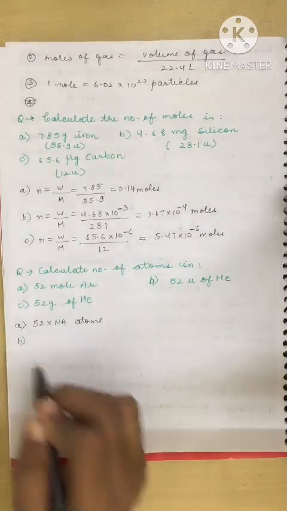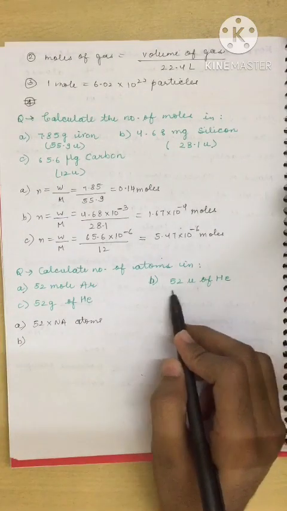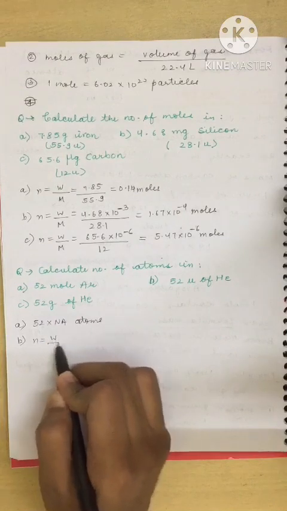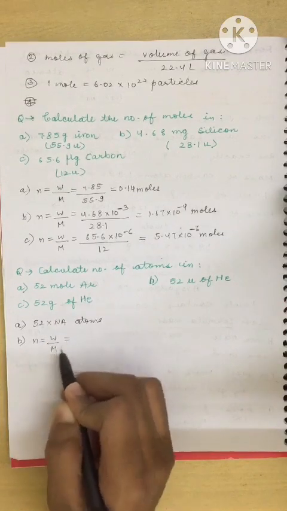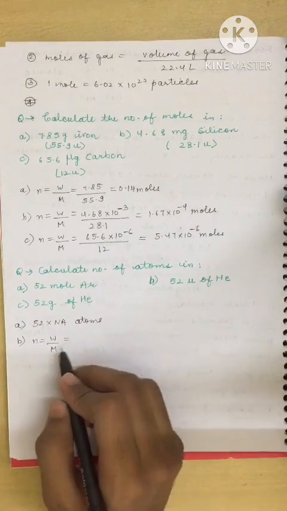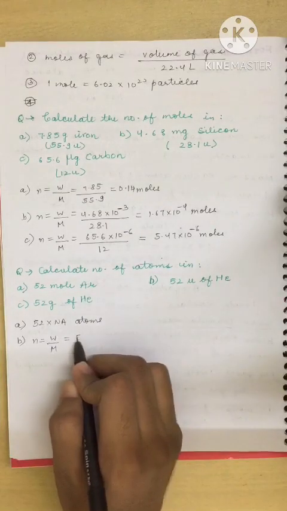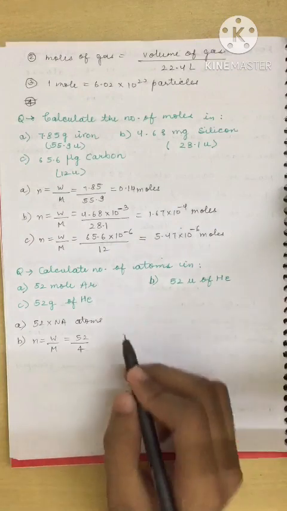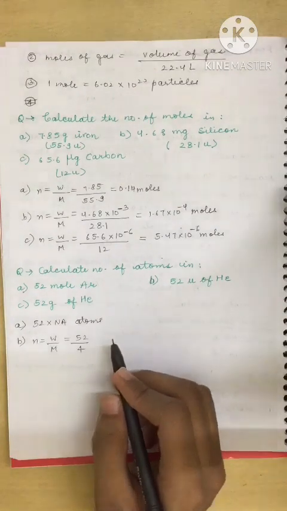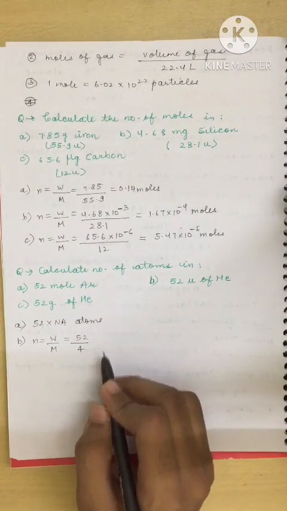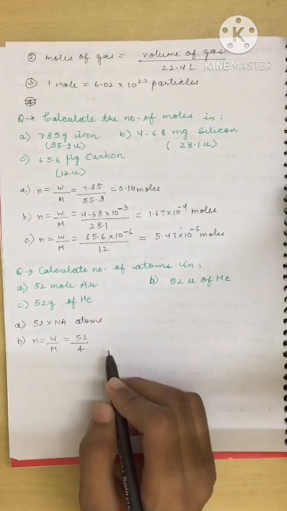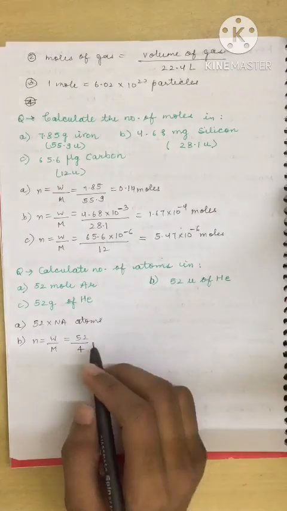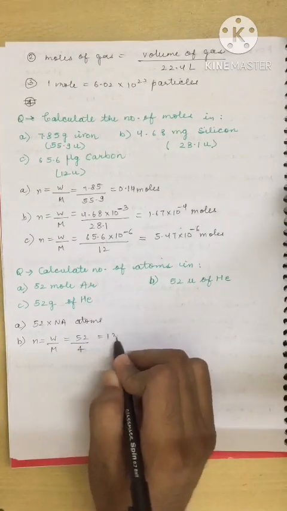Second is 52 units, or sorry, 52 mass, that is 52 u of helium. So first of all, we need to find out the number of moles. Number of moles will be equal to given mass upon molar mass. Given mass is 52, molar mass is 4 for helium. When we solve this, we'll get 13.